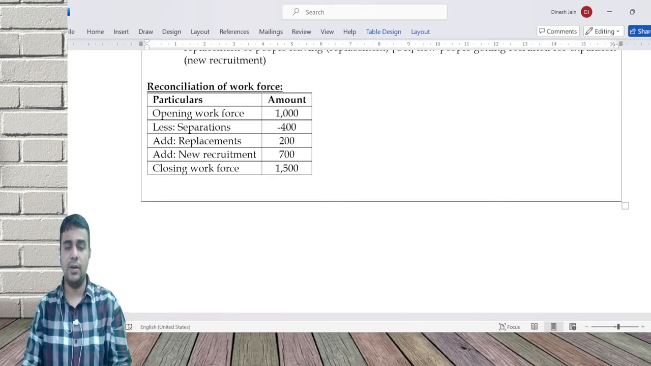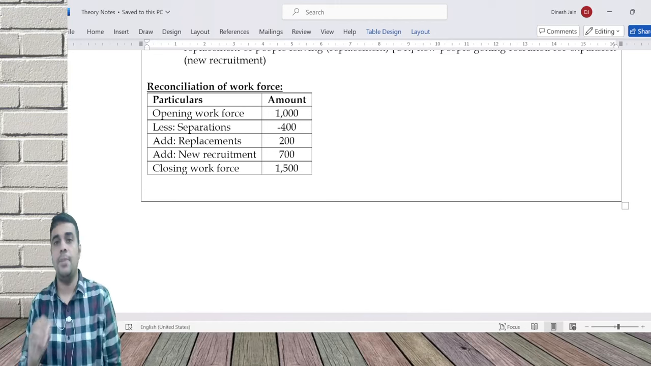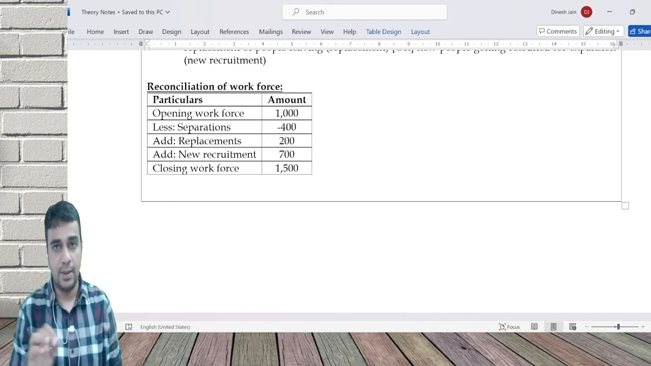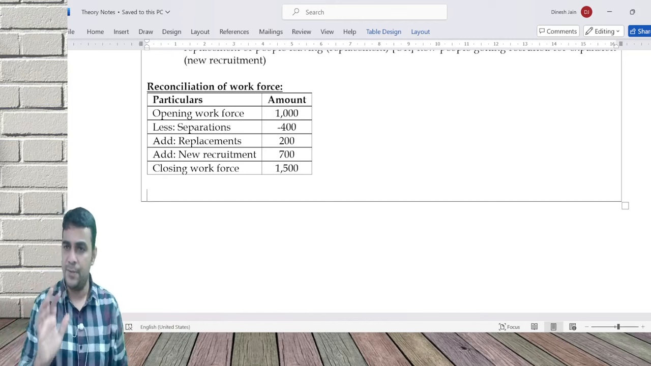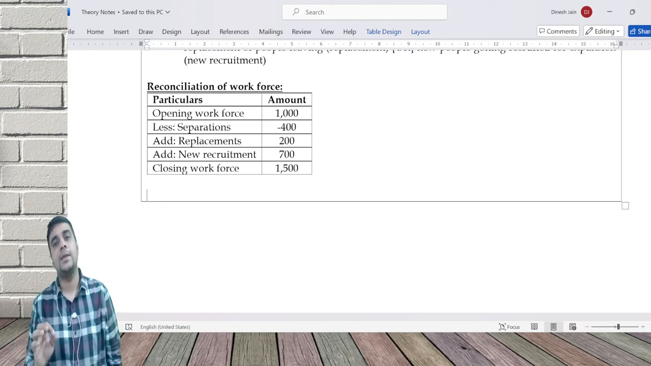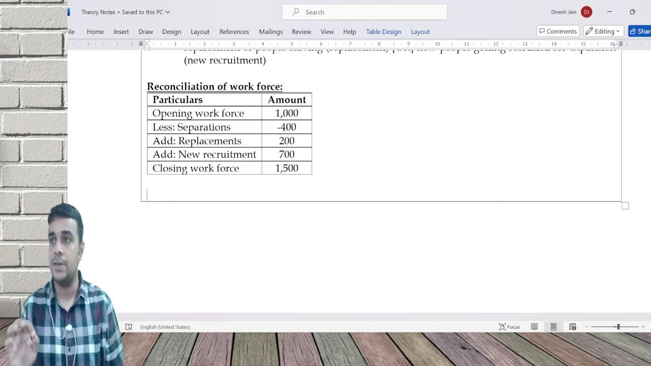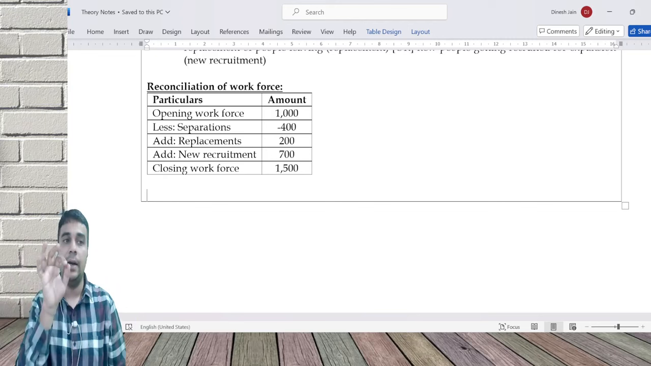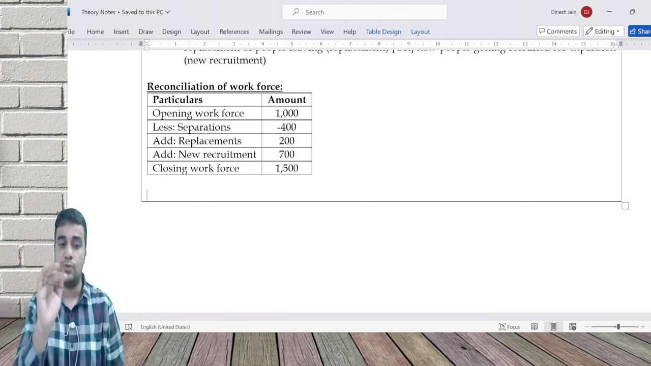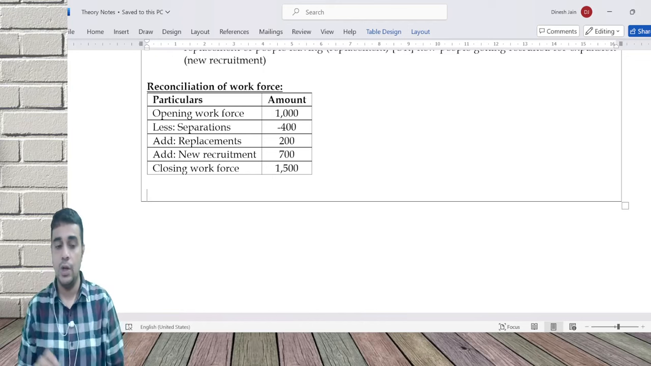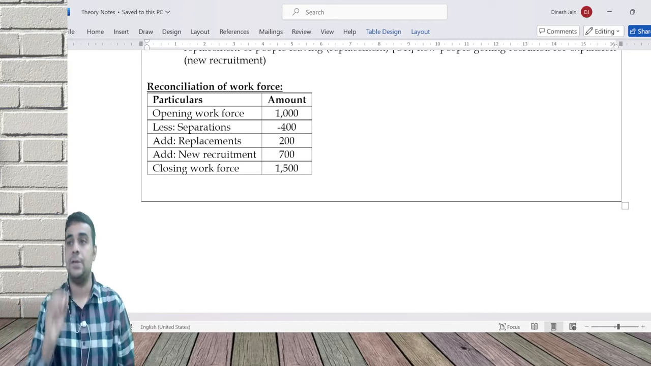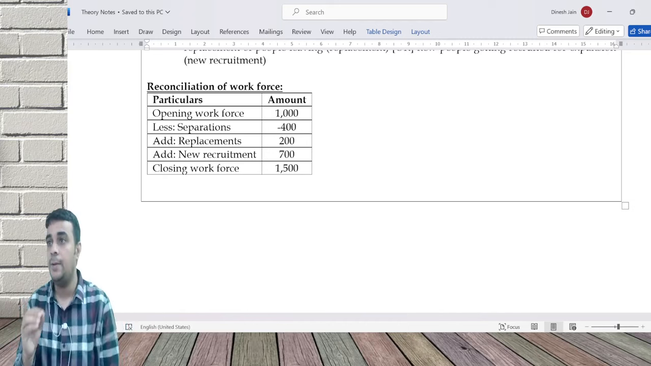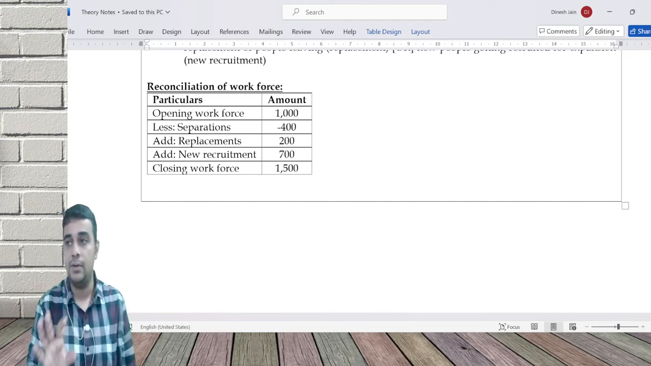Now, this rate of change I measure using multiple methods. The methods are fairly simple, and you will get to the answer in a simple manner. Let me first discuss the methods. First method is called separation method. What is the separation method? The number of separations divided by average workforce. What is the average? 1000 plus 1500 by 2. So 400 divided by 1250 is the separation method. The name of the method will give you the formula.